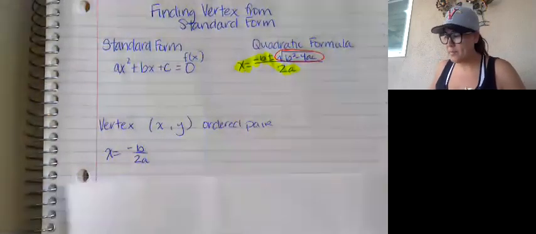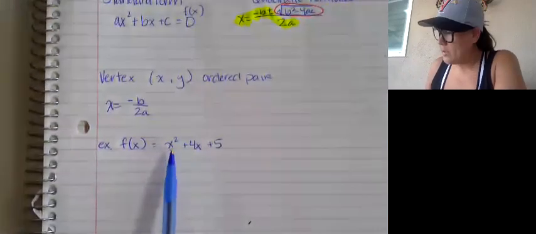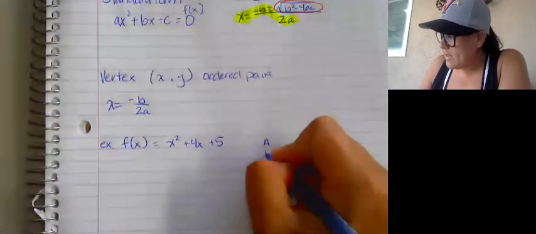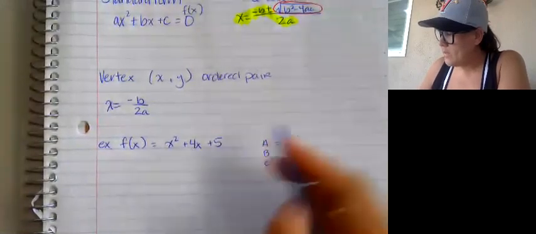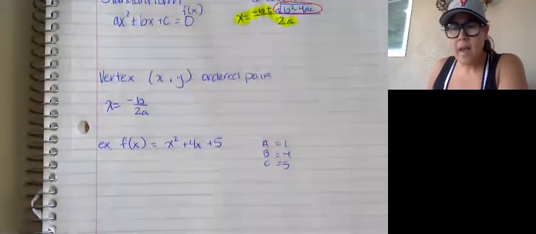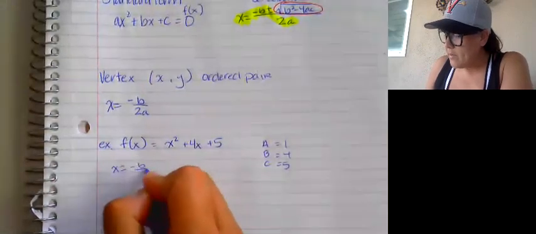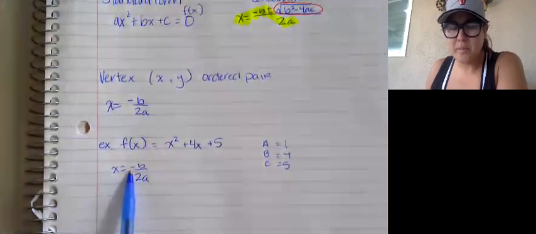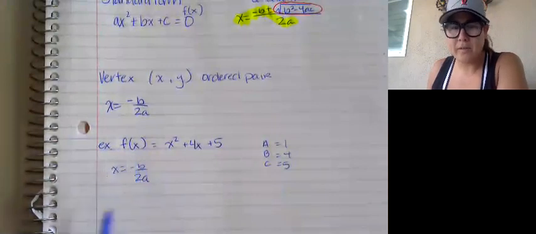So let's get started. Our first example, f of x equals x squared plus 4x plus 5. Okay, so let's identify our a, b, and c. Our a is a positive 1. Our b is 4. And our c is 5. And then we're just going to use this formula: x equals negative b over 2a. Remember that negative is part of the formula, so you need to be careful, especially if you get a negative b around here. You need to make sure that you use your negatives appropriately.